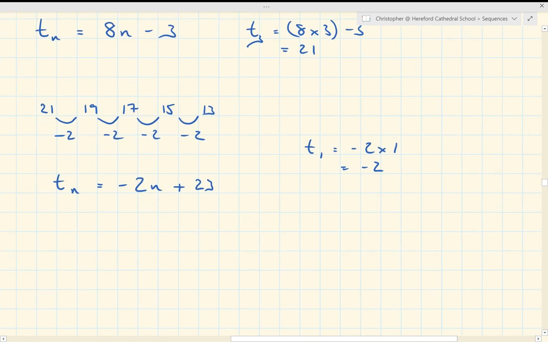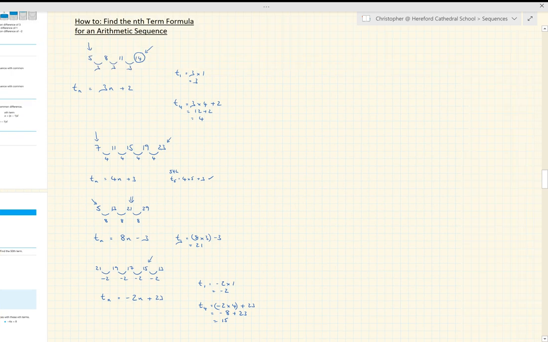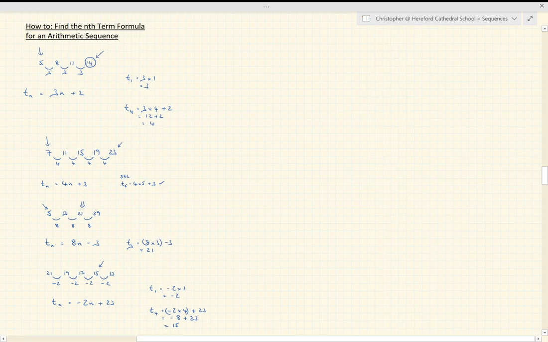Let's check it with the fourth term. According to my formula, the fourth term is minus 2 times 4 plus 23. Well, that is minus 8 plus 23, which is 15. And looking at the question here, my fourth term is indeed 15. So that is how to find the formula for the nth term for an arithmetic sequence.